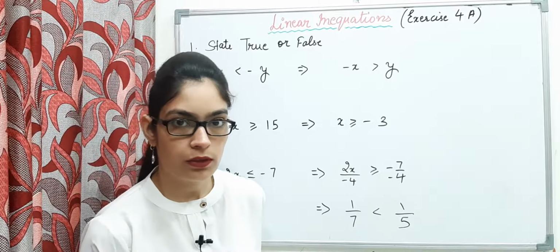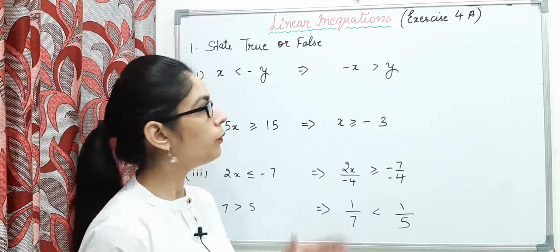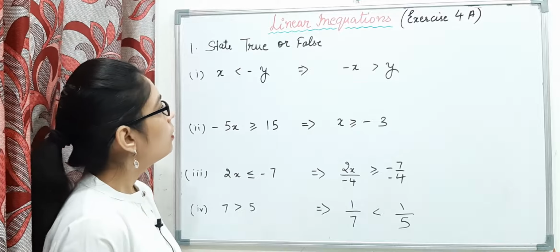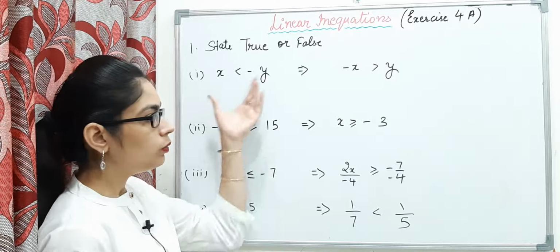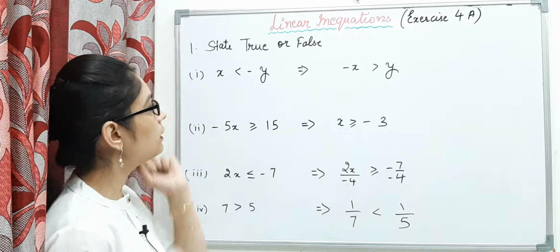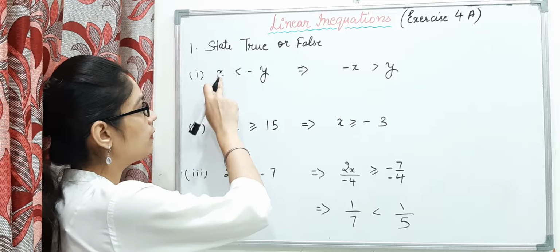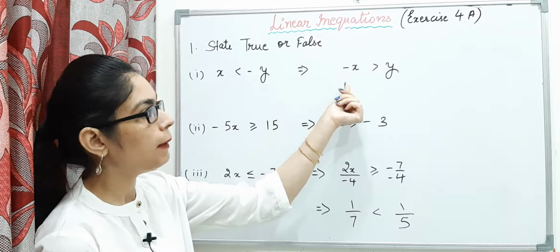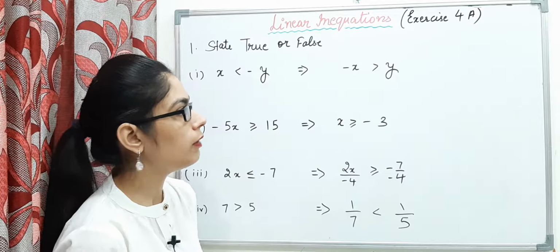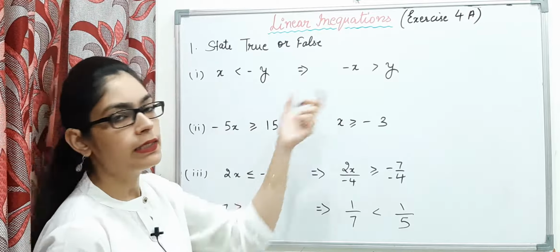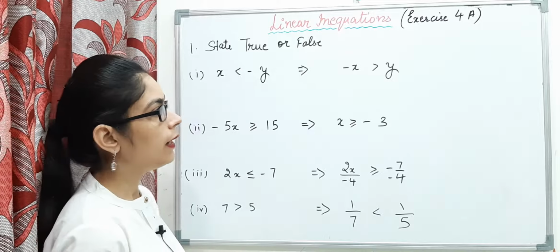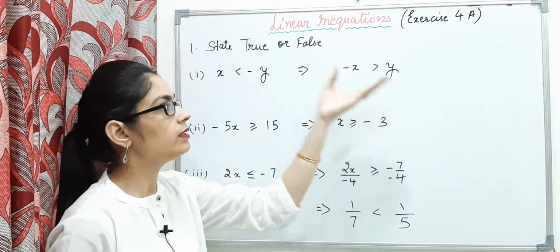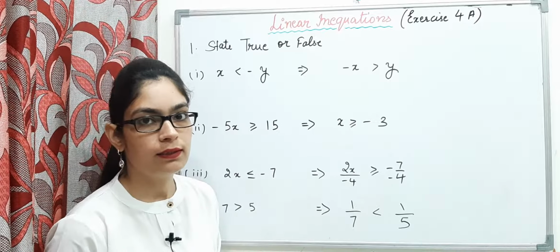In the first question of the exercise, we have to state whether the given statement is true or false. Two statements are given to us. The first one says x is less than minus y, which implies that minus x is greater than y. So we can just assume any numbers and then check. If this is true, then this is also true. That is what they have asked here.